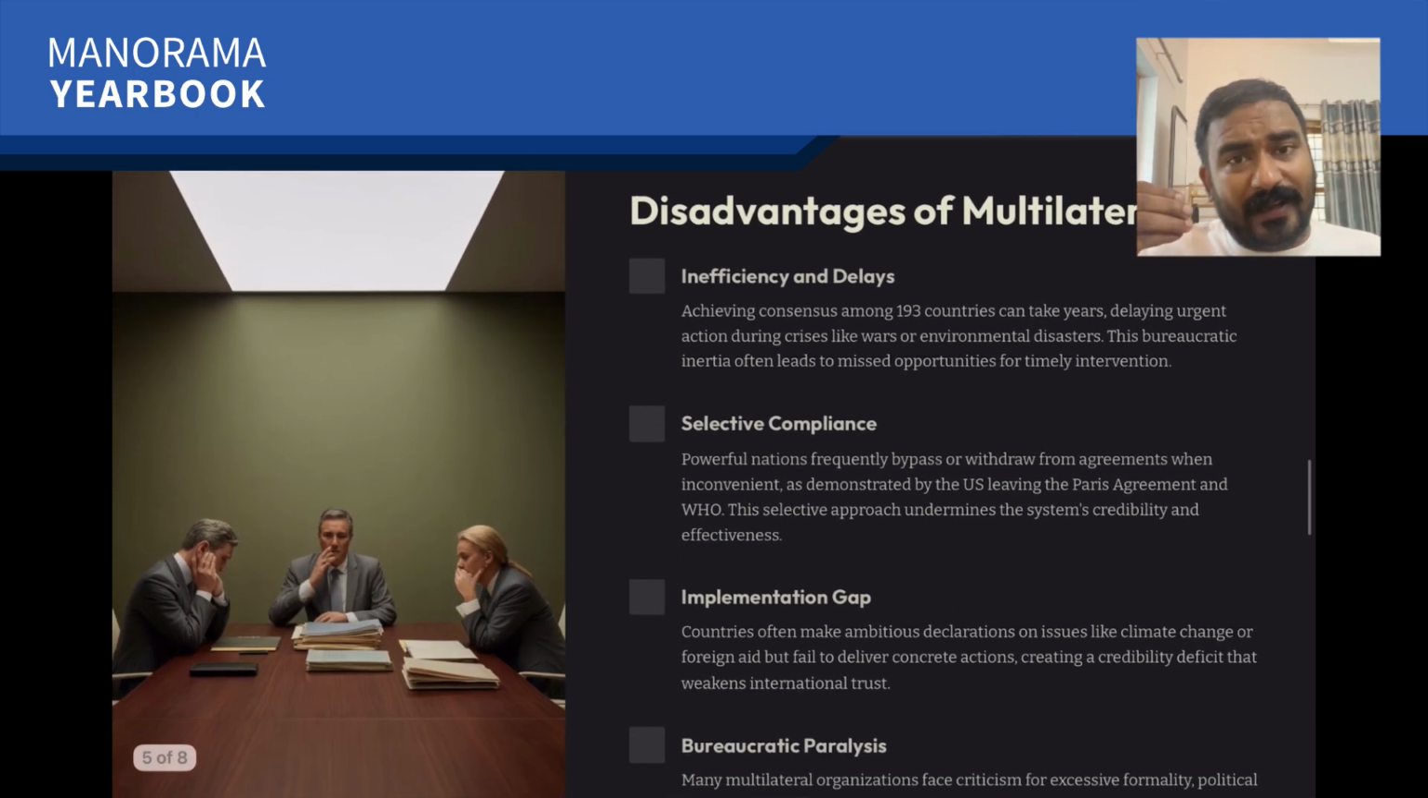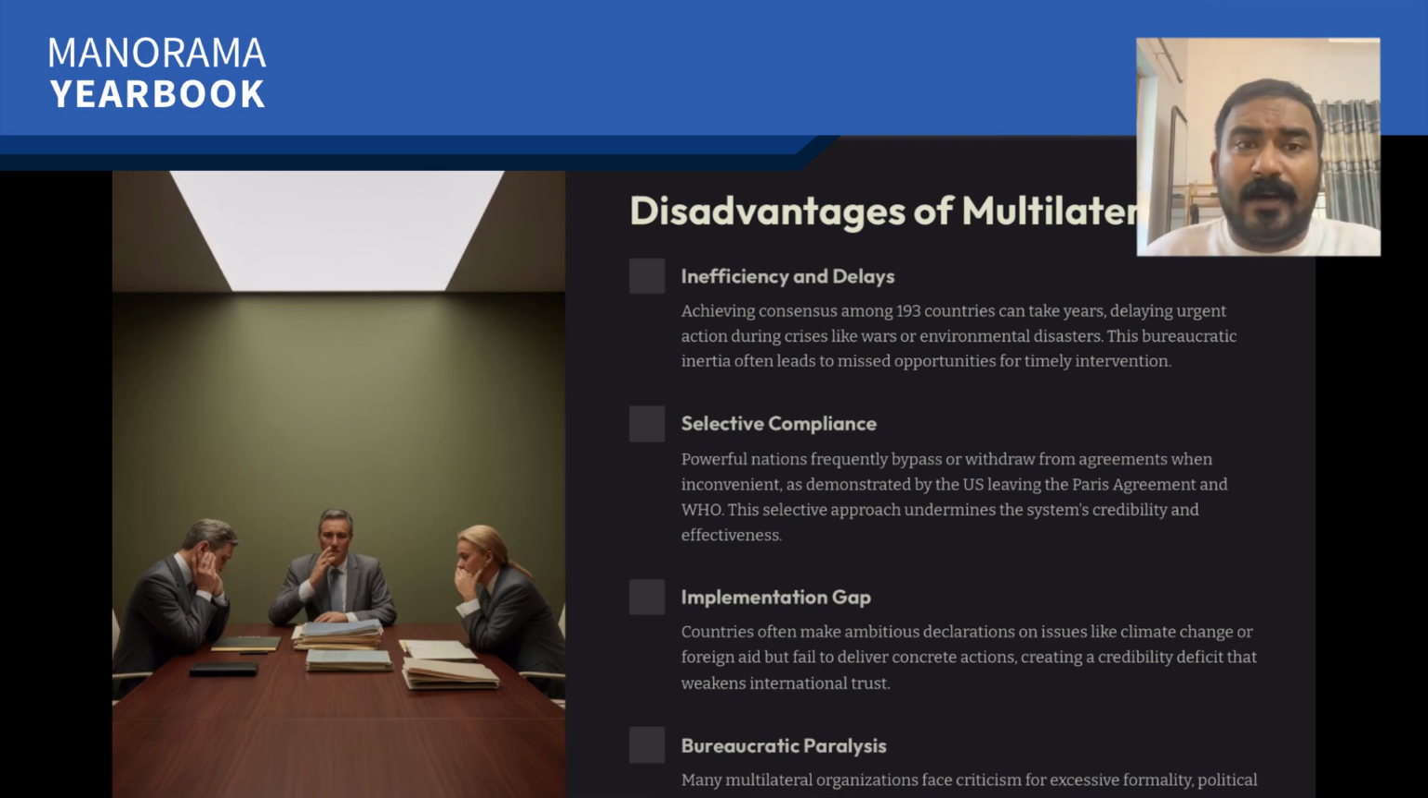One of the important disadvantages of multilateralism is that it is often slow and inefficient, which means getting 193 countries to agree on anything is a Herculean task. Negotiation can go on for years. This delays action in times of emergency, like, for example, during war or environmental disasters. That can be an example.